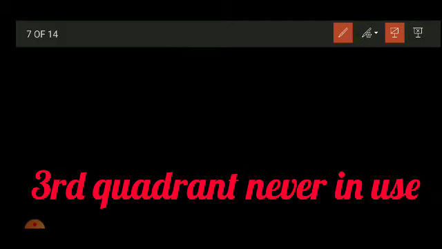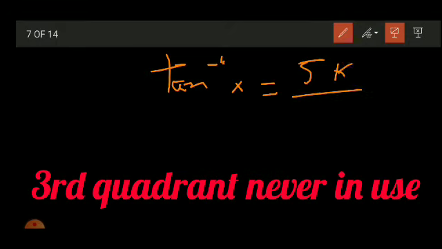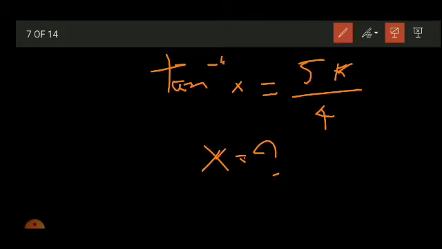So let me take an example of this question. If I say tan inverse x equal to 5 pi by 4, what value of x will you provide here? That is, tan inverse x equal to 5 pi by 4.